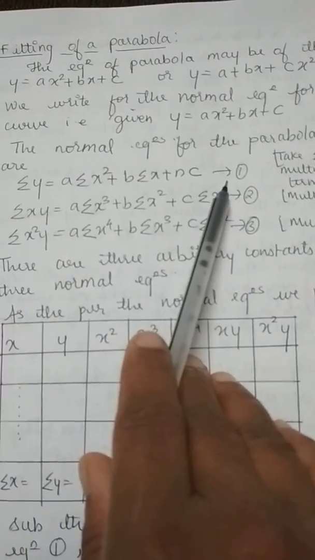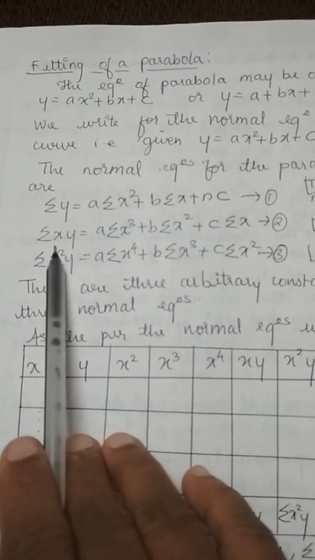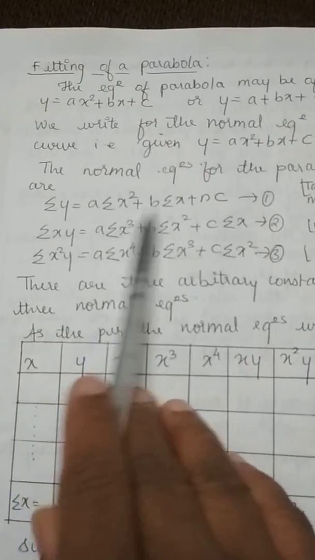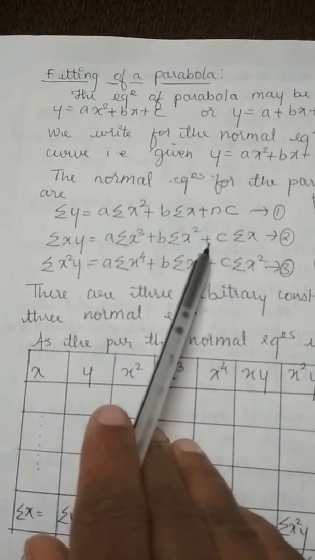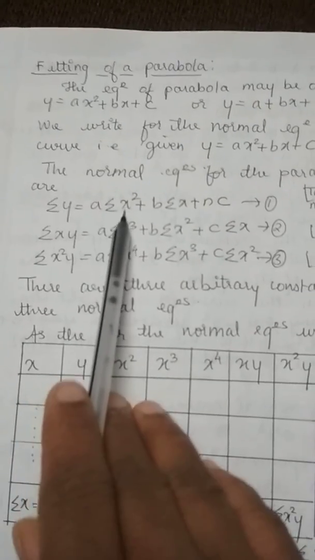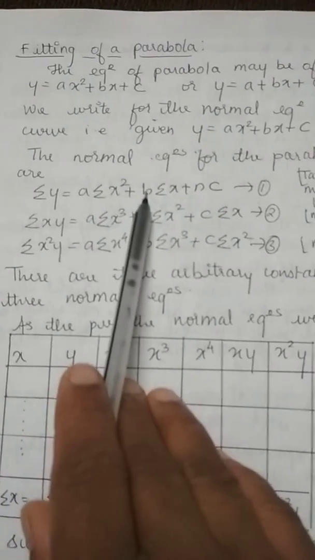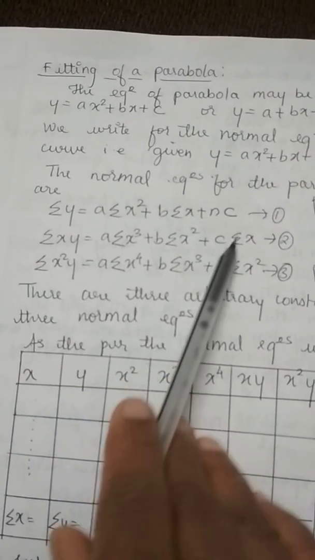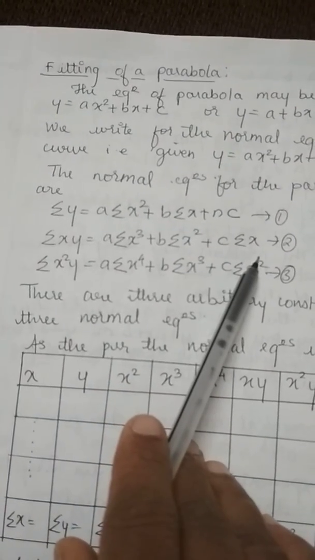This is the first normal equation. The second normal equation will be written by just multiplying the first equation by x on both sides. We will get summation xy is equal to a as it is, x square will become x cube, b as it is, x will become x square, and nc will become c into summation x.